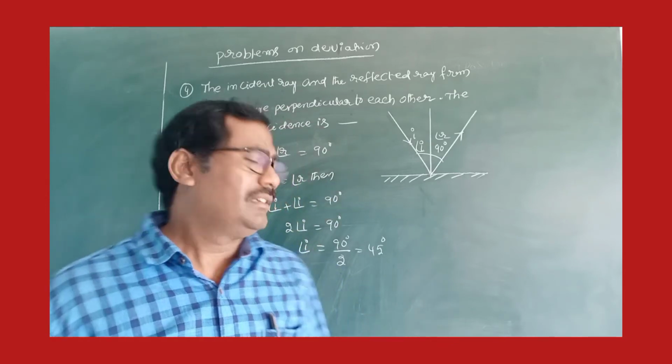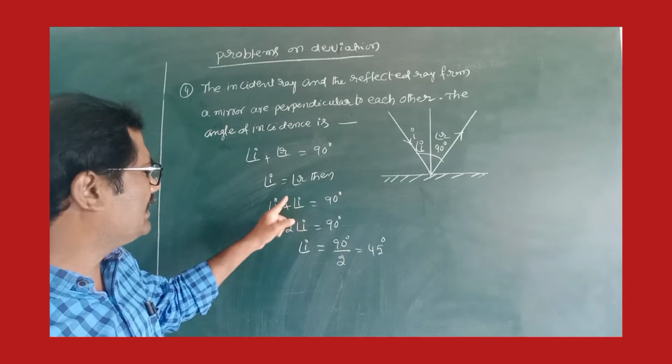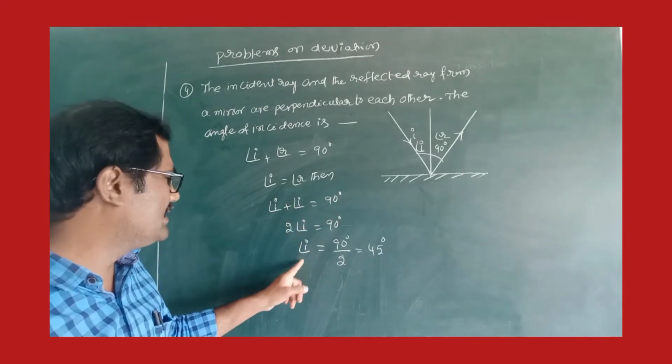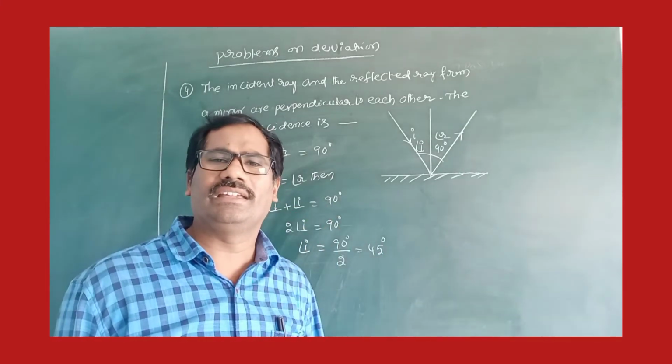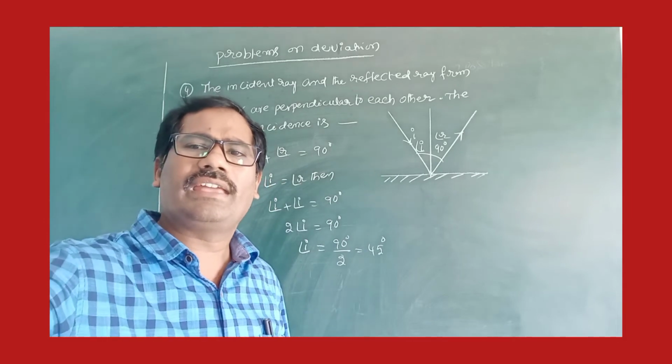Then angle i plus angle i is equal to 90 degrees. i is equal to 45 degrees. That is okay. Next one.